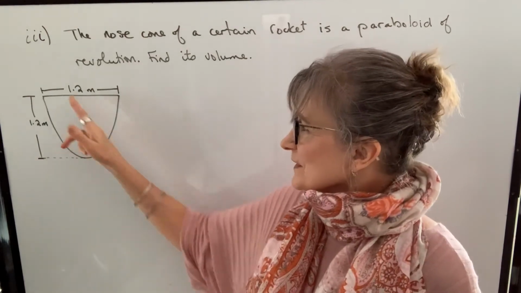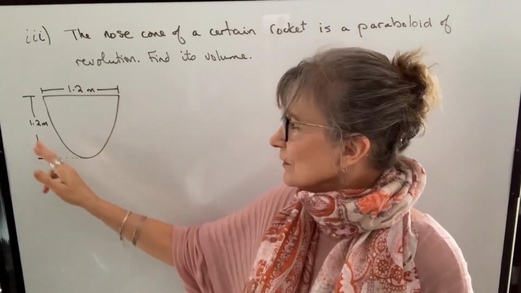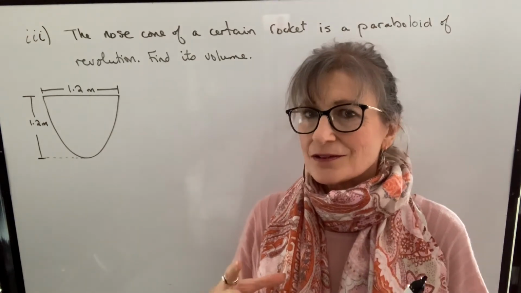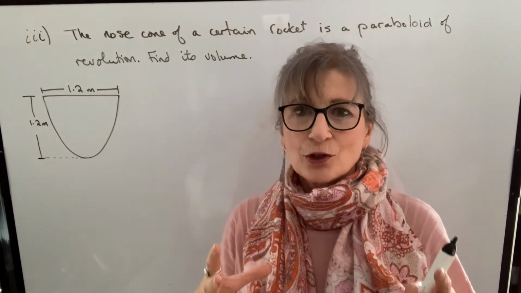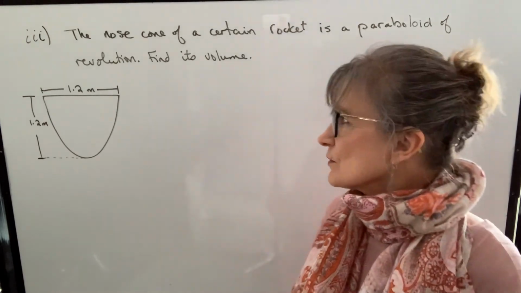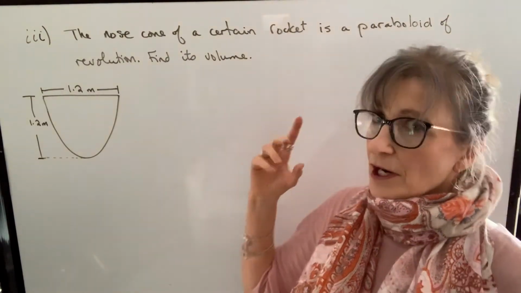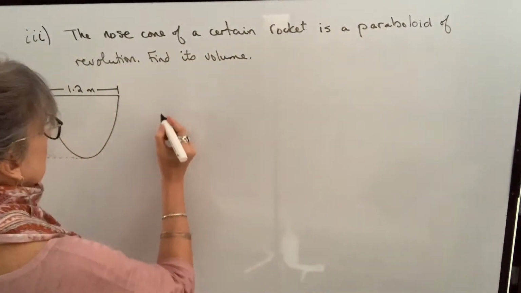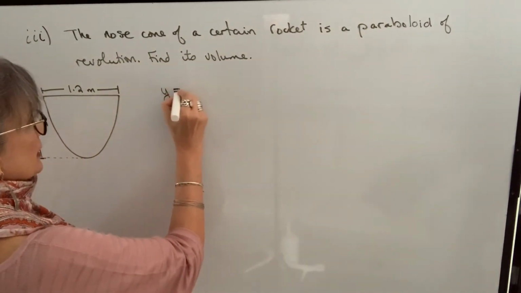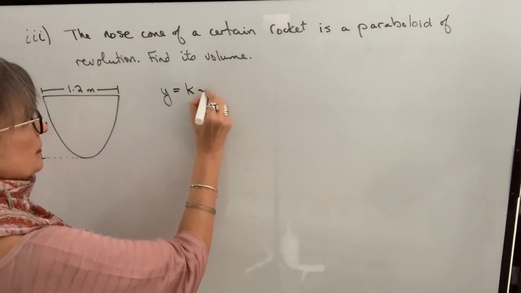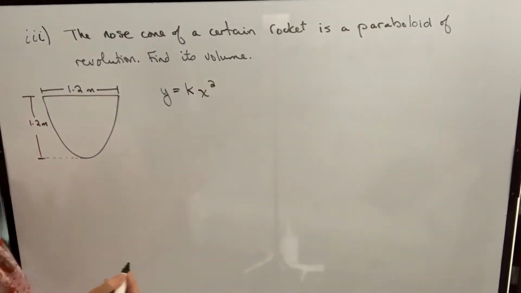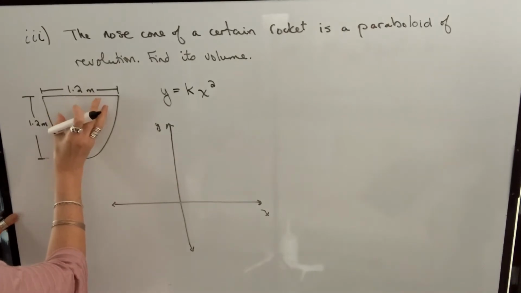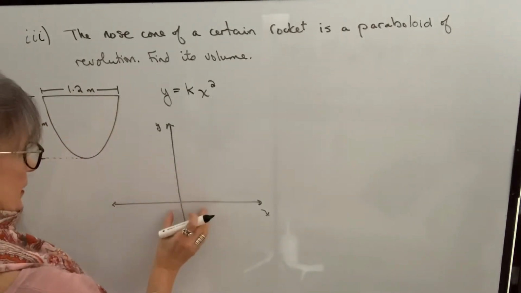So all we know is the dimension 1.2 here and the height 1.2 here. So we have to place this on a graph and figure out what curve describes that graph. So if it's a parabola, we know that the general formula for a parabola is y equals a constant times x squared. We can't assume that constant is 1. What I'm going to do is place this parabola on my Cartesian coordinate system.